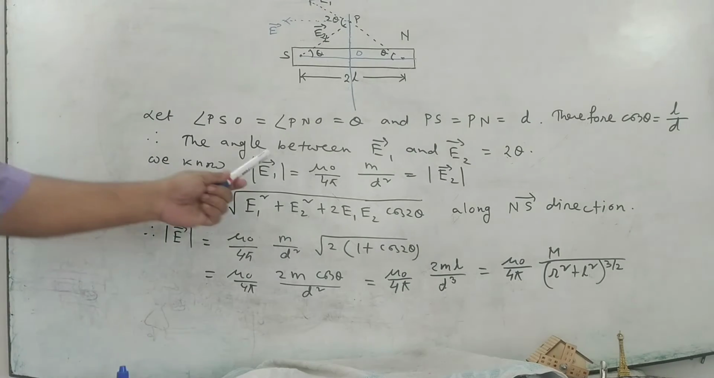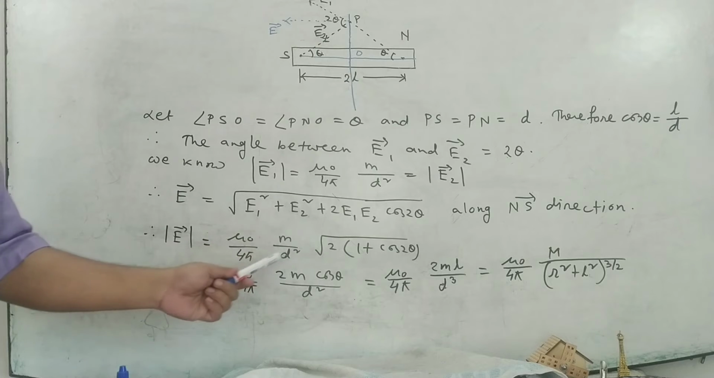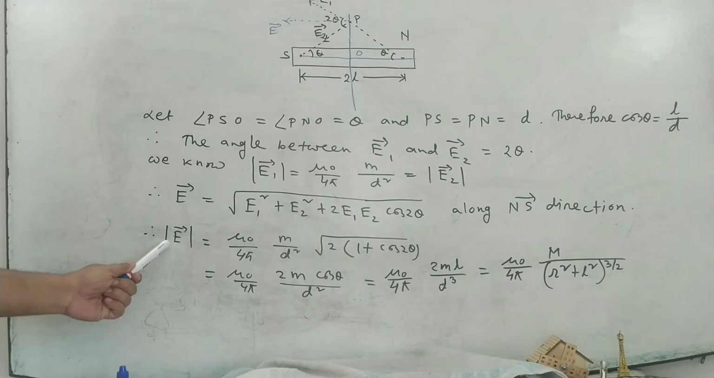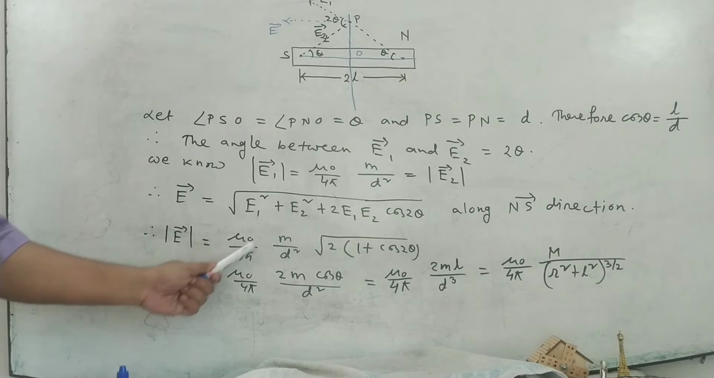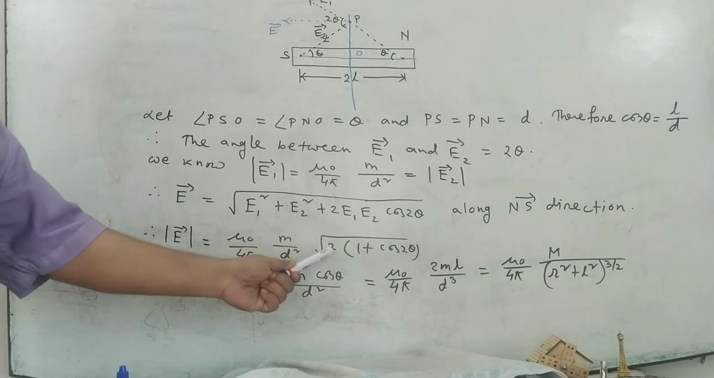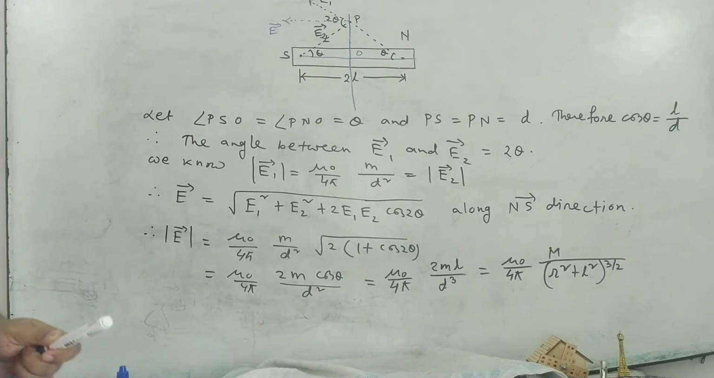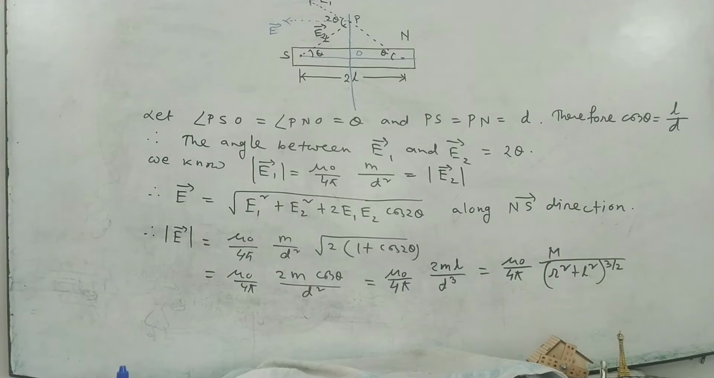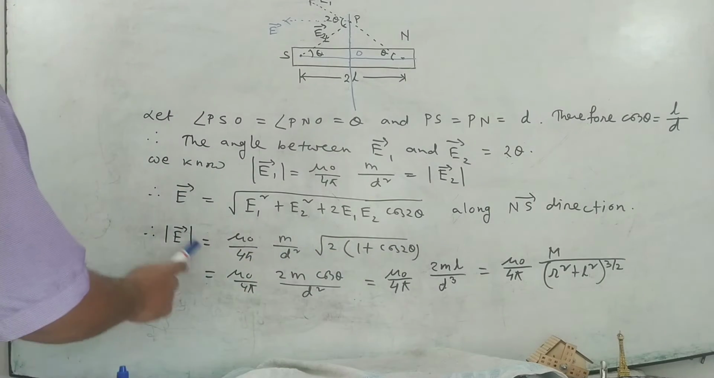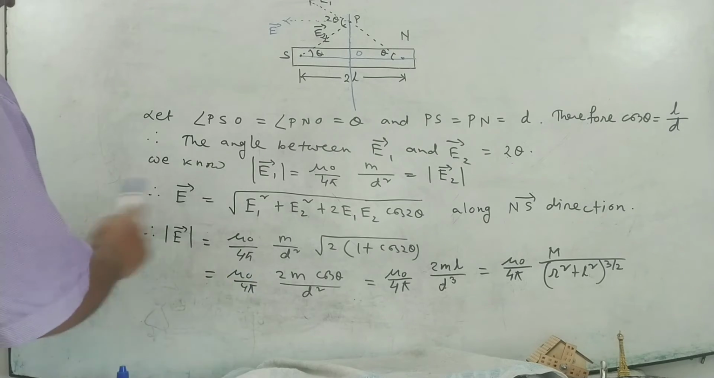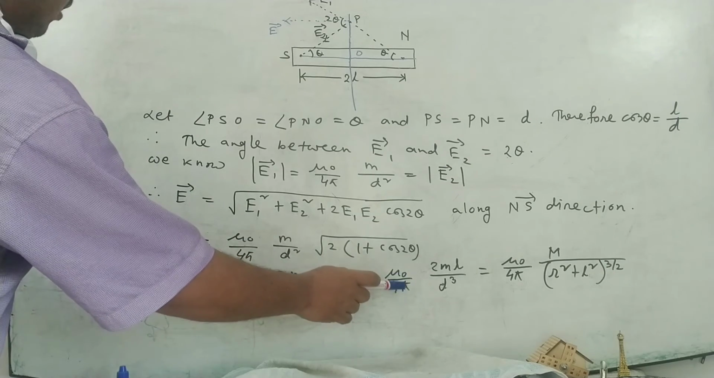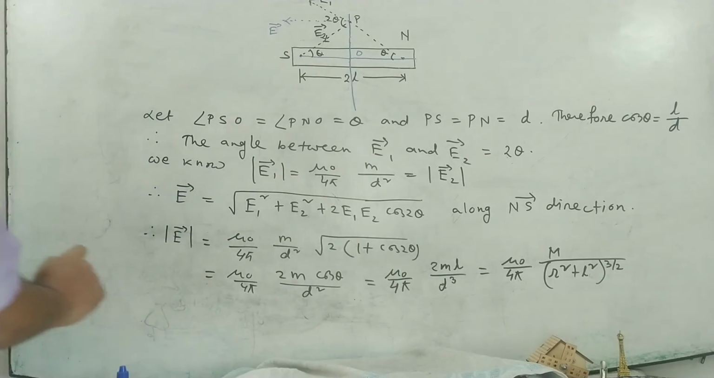And now, putting the values of the magnitudes of E1 and E2, we get the magnitude of E vector is equal to mu 0 by 4 pi M by D square under root of 2 into 1 plus cos 2 theta. And you also know that 1 plus cos 2 theta is equal to 2 cos square theta. By simplifying, we get the magnitude of E vector is equal to mu 0 by 4 pi 2 M cos theta by D square. This is equal to mu 0 by 4 pi 2 ML by D cube.